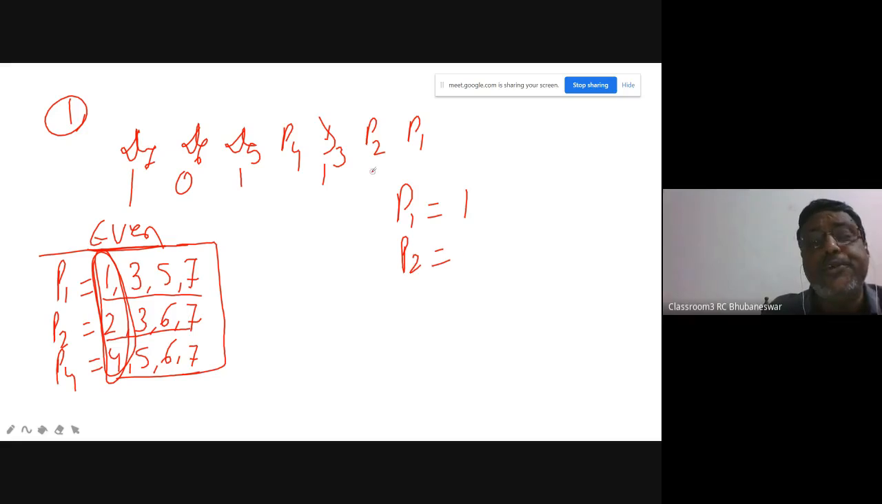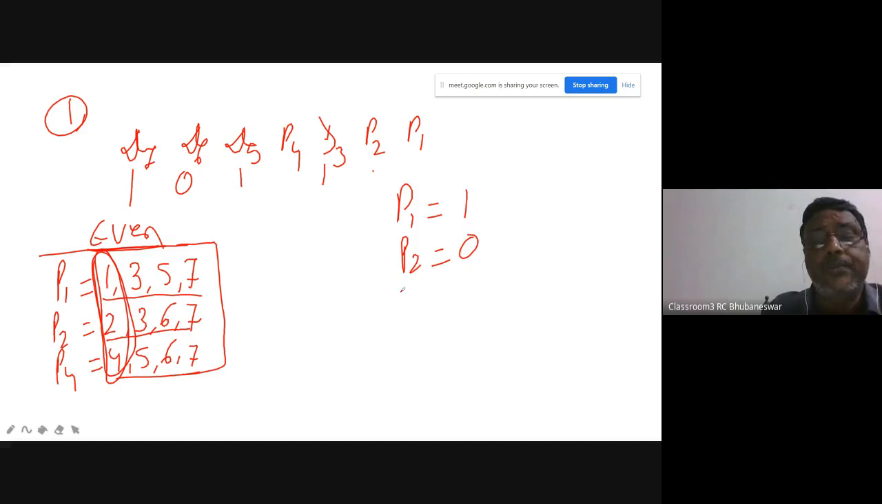Then what is P2? 2, 3, 6, 7. At 2, we do not know. At 3, there is a 1. At 6, 0. At 7, a 1. So we have 2 ones. It is even, so the value is 0.